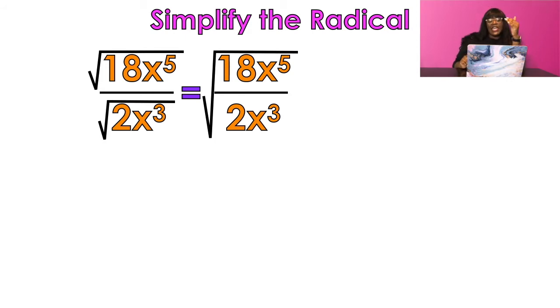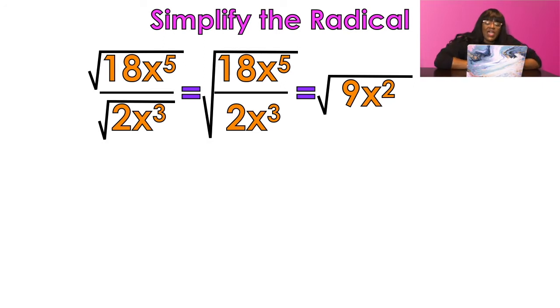So what's gonna happen with the 18 over the 2? What's 18 divided by 2? 9. And then x to the 5th over x cubed is gonna leave me with x squared, because 5 minus 3 equals 2. Now, is 9 a perfect square? Yes, it is. Is x squared a perfect square? Yes, it is. So I'm going to go ahead and simplify that to be 3x, because the square root of 9 is 3 and the square root of x squared is x.